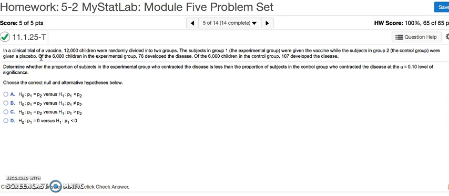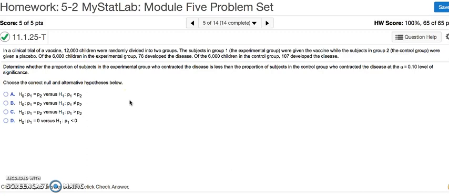So right there we know that our x1 is equal to 76. And of the 6,000 children in our control group, 107 developed the disease. So it's x2. And N1 and N2 are 6,000. So determine whether the proportion of subjects in the experimental group who contracted the disease is less than the proportion of subjects in the control group who contracted the disease at an alpha equals 0.1 level of significance.